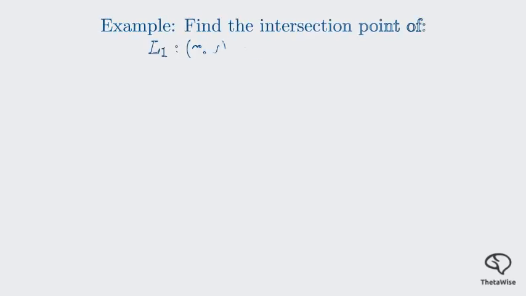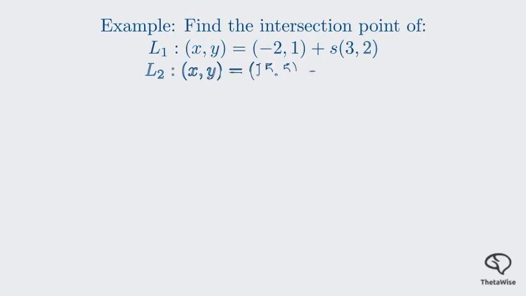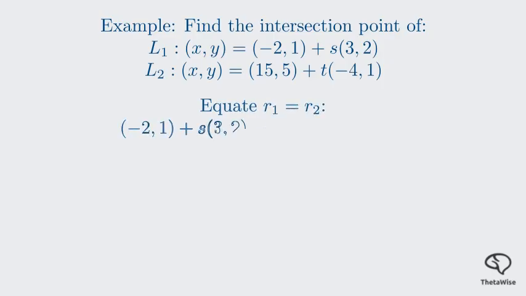Let's apply this to a 2D example. We will use the example from the textbook. We have 2 lines, L1 and L2, defined by these vector equations. We want to find their intersection point. The first step is to equate the 2 vector equations. We set R1 equal to R2. This gives us (2, 1) plus s times (3, 2) equals (15, 5) plus t times (-4, 1).